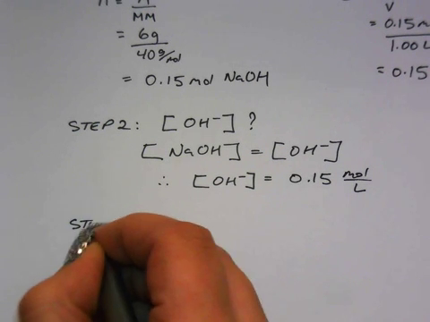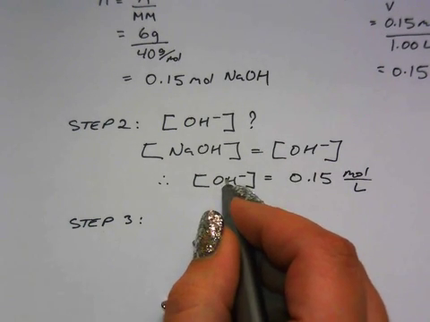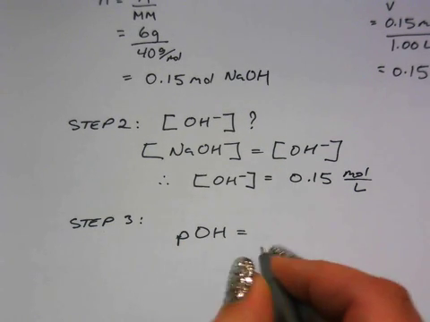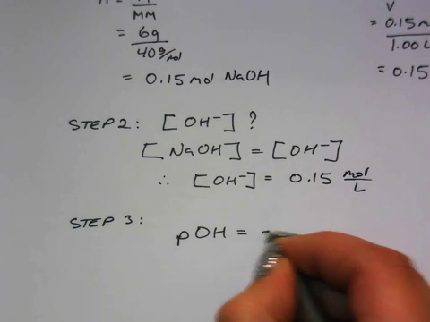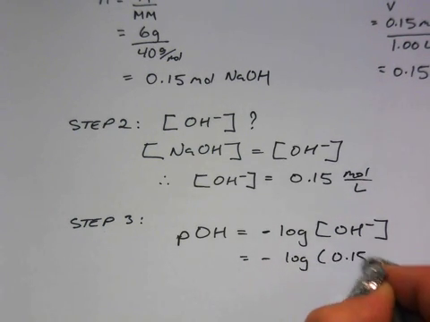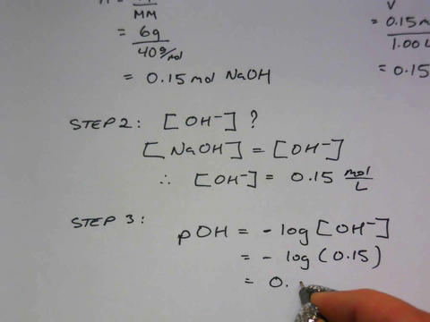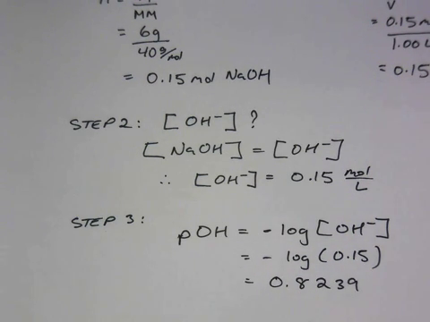For step 3, since I have the concentration of hydroxide, I'm going to get the power of hydroxide, pOH. pOH is equal to the negative log of the concentration of OH, negative log of 0.15. 0.8239. To get pH, that's going to be 14 minus pOH, 13.18.